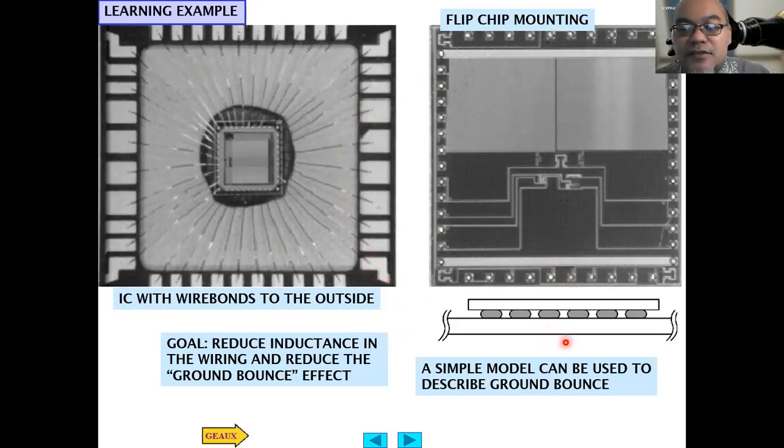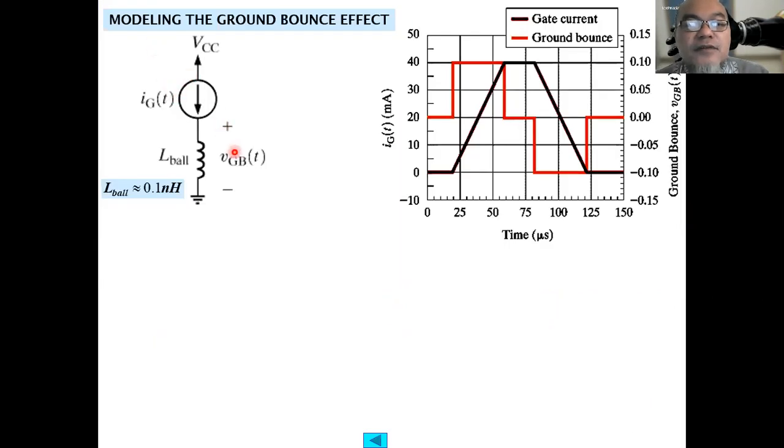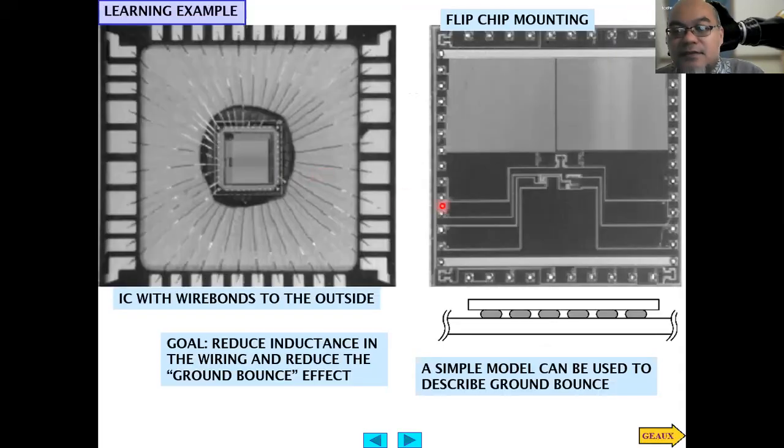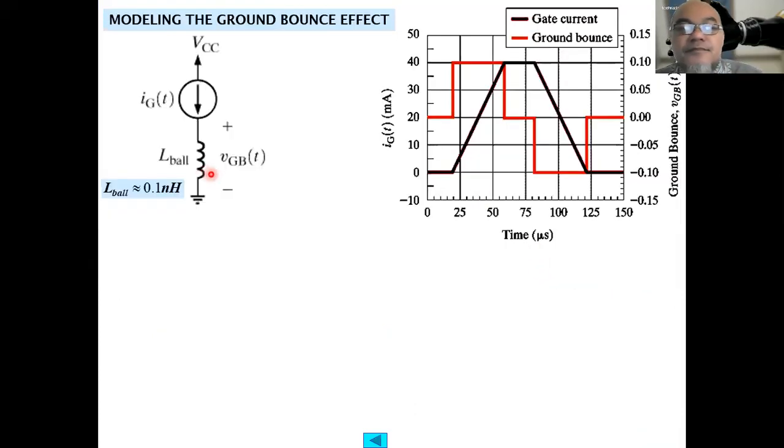So a simple model can be used to describe the ground bounce. The ground bounce is modeled like this, where from the VCC there is this inductance from the ball. This ball will act like an inductor because it is a solder ball. Although it is very small, it still has an effect when we are dealing with integrated circuits. For example, the gate current is shown on this left axis in this darker line, while the ground bounce is shown on the right axis in millivolts as the red part.